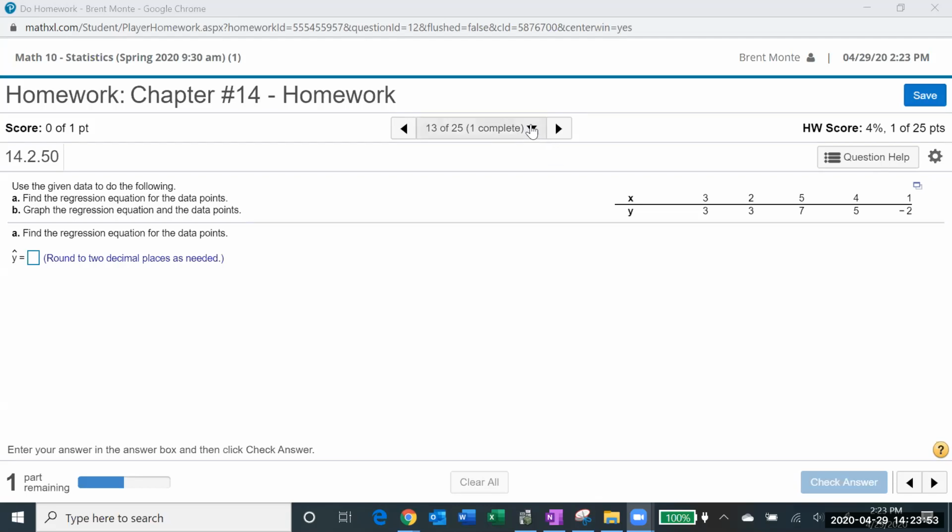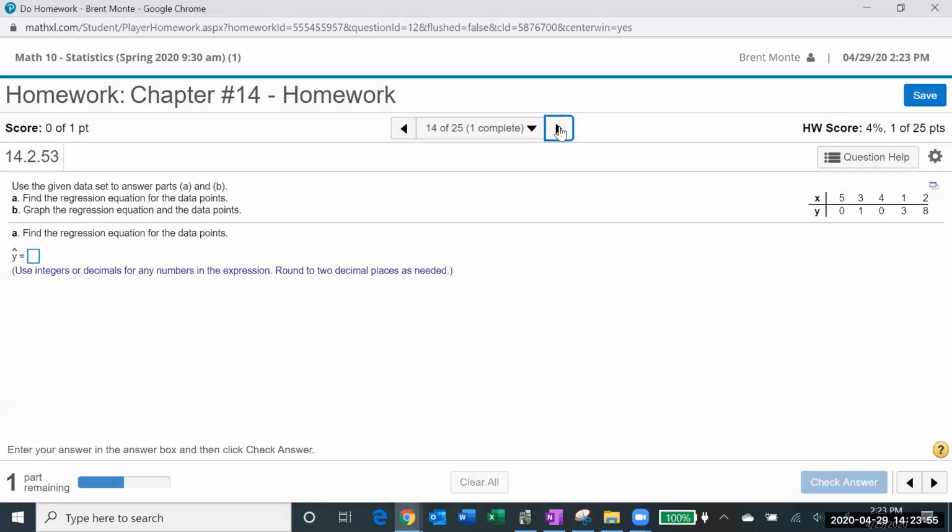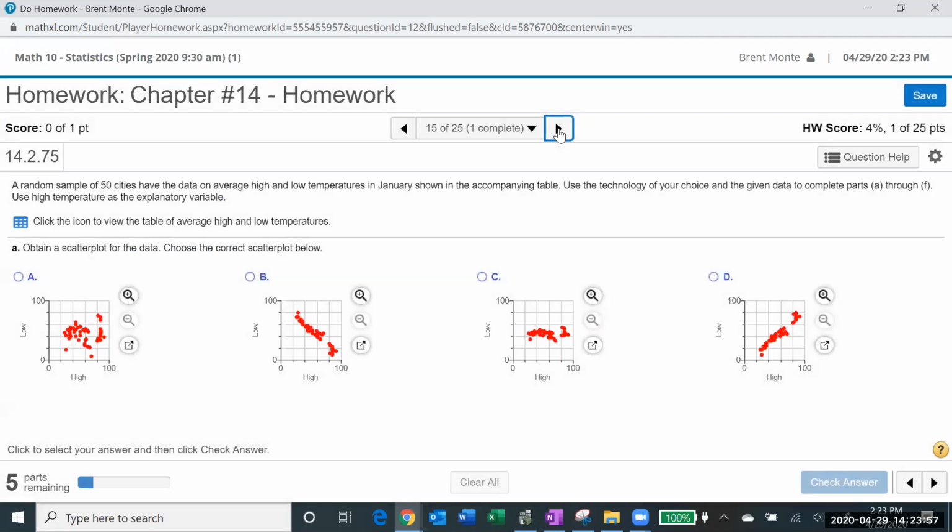So let's see, let's go in here. Well, we'll just hit this twice. It'll be easier. Oh, a sample of 50 cities with high and low temperatures. That means I'd have to put 100 data pieces into the calculator. Maybe we'll do a different example on the calculator.